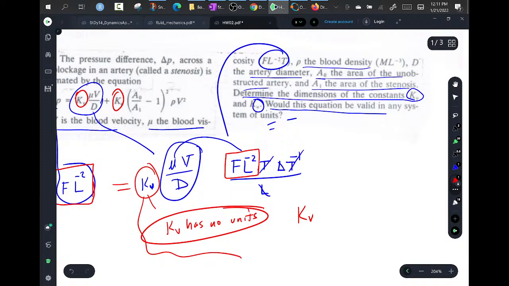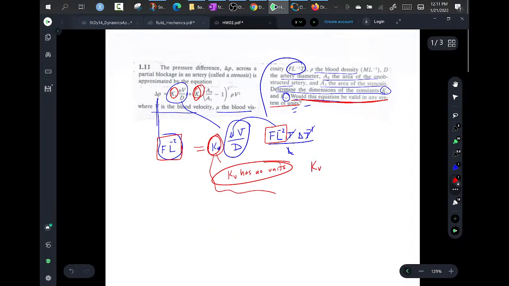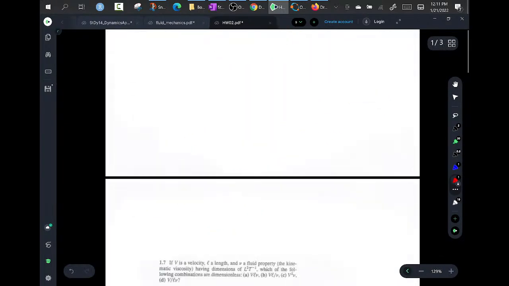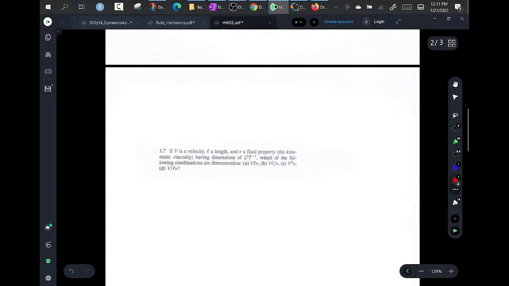And the answer to that question would be obvious. Would this equation be valid in any system of units? Well, it would if these were unitless. And therefore, that's what happens.